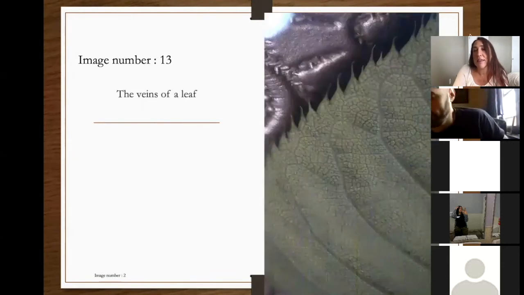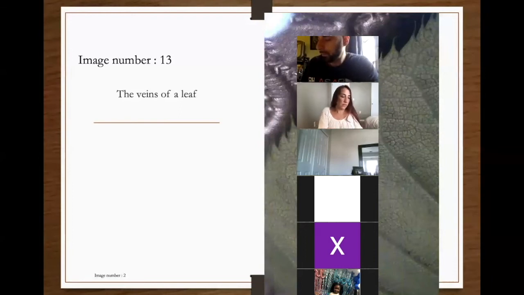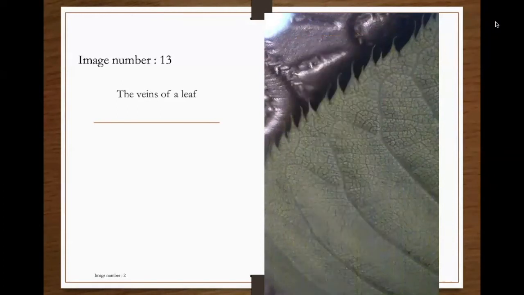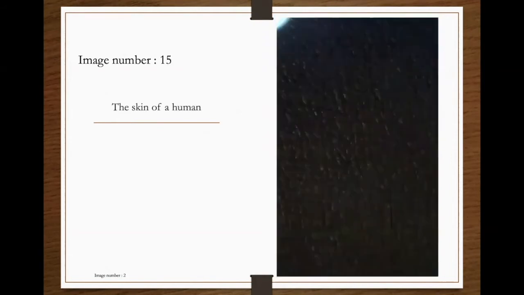Then we have Patrick and Stefan. Patrick is introducing here. This is Patrick's image, Patrick and Stefan. Number 13 is the veins of the leaf, you can see here the veins of the leaf. And then we're gonna see here the following image that we have, the skin of the lemon, okay? The skin of the lemon with a magnification. And this is the skin of a human, they call it.